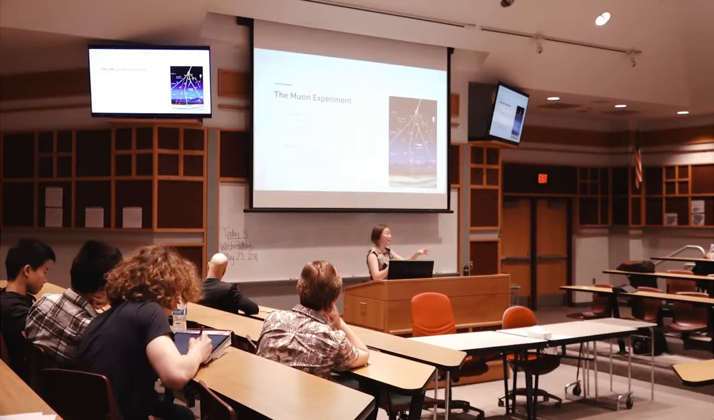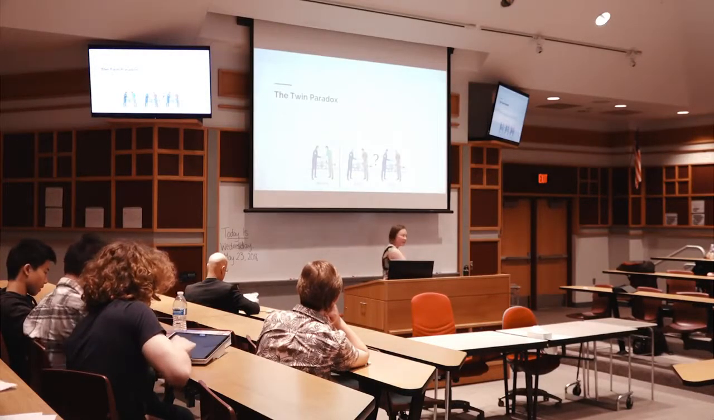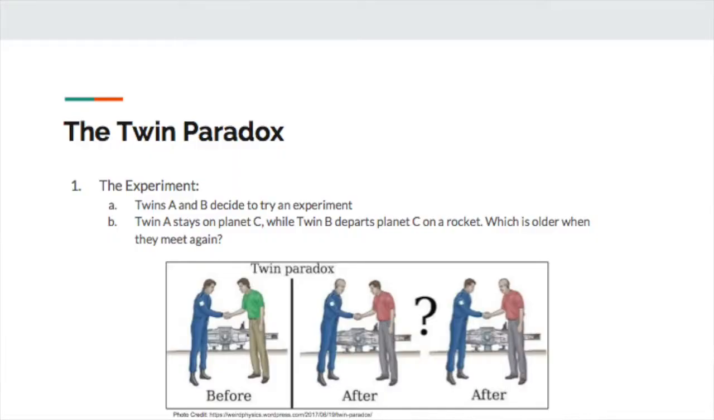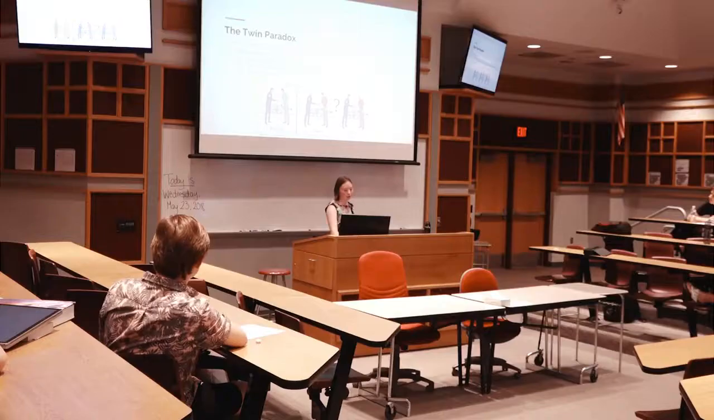So that was the Muon experiment. Now we're going to get into the most interesting part, I think, for you guys of this presentation, which is the twin paradox. We have two twins. Twin A and twin B decide to try an experiment. Essentially, twin A stays on planet C and twin B departs, goes into space for a while, and then comes back. So, which is older when they meet again? That's the question of the twin paradox.